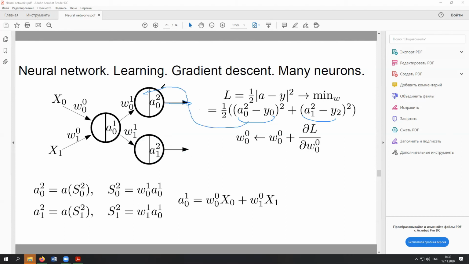So this is the losses from here. This is the losses from here. But both of them also rely on the losses over here. Yes, we don't know which weights are wrong. Only this one, or these two are also wrong.